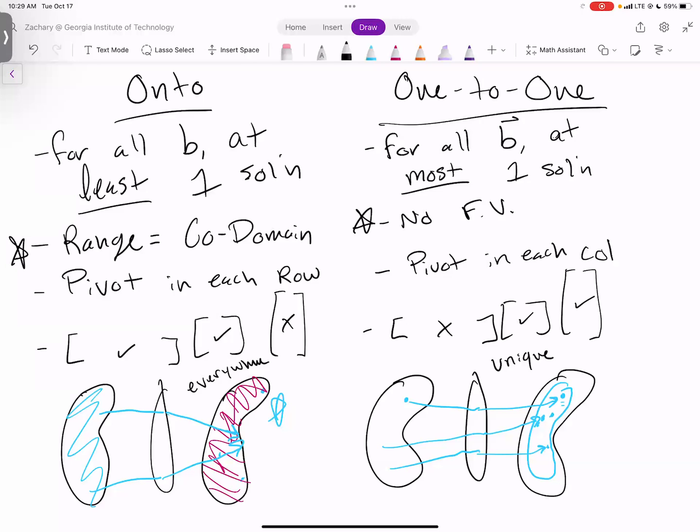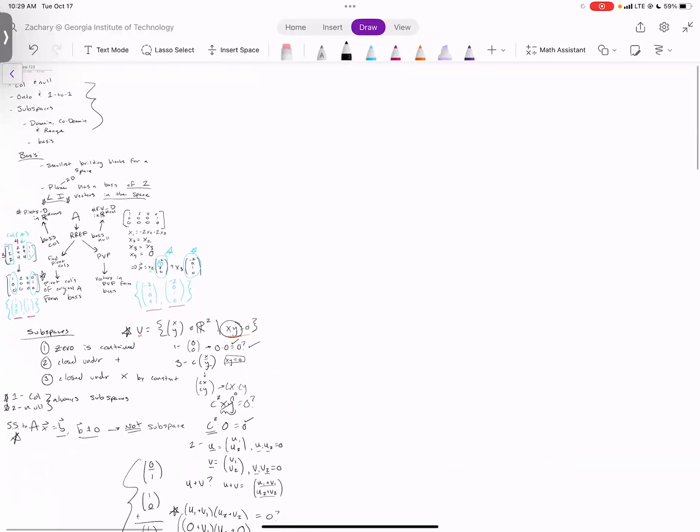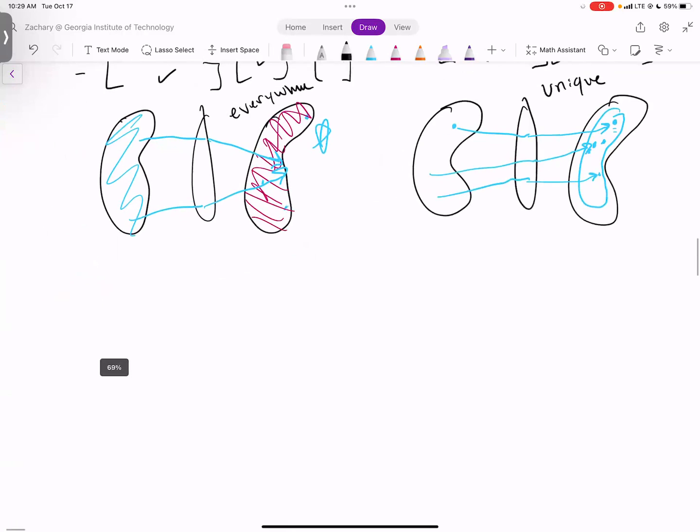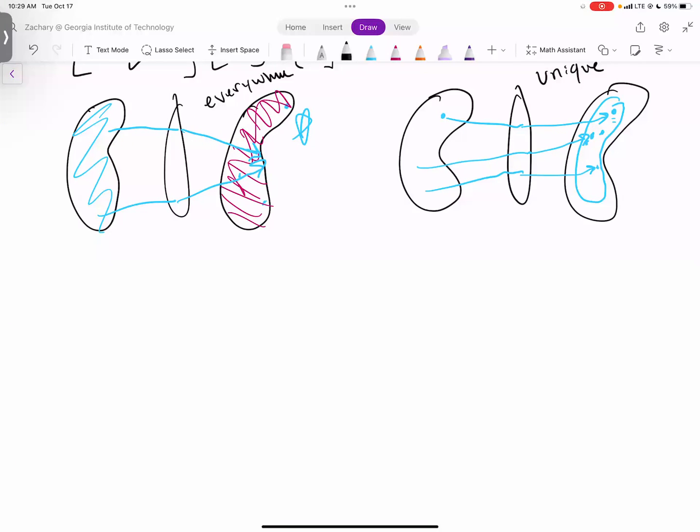So this is the big concept of onto and one-to-one here. Okay. So that's all the big concept stuff that I'd say was super relevant for this exam.